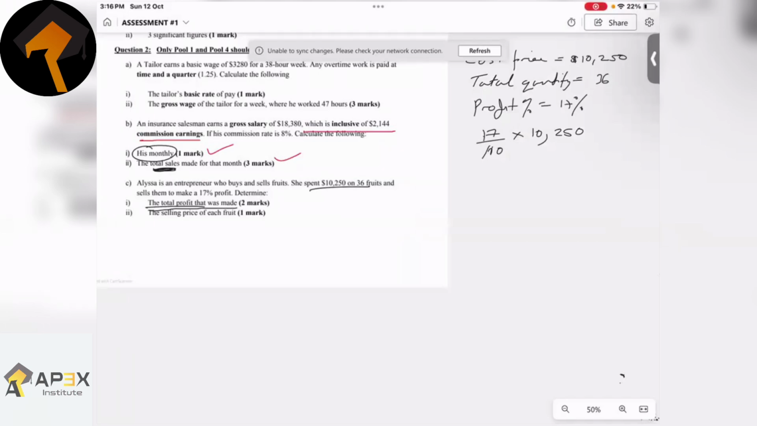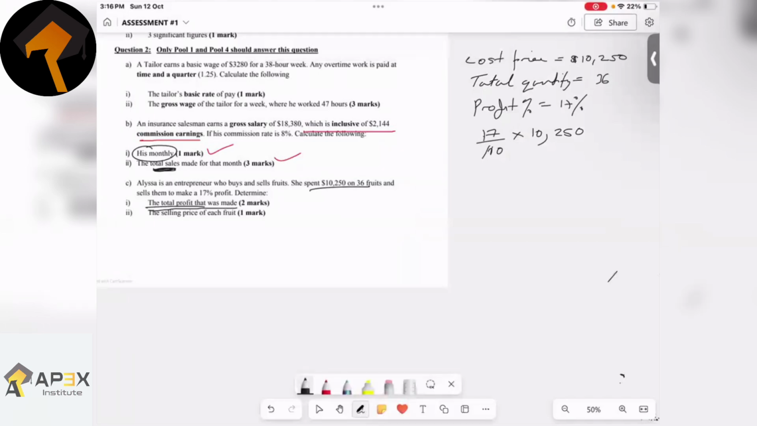Just a second here, guys. Let me grab my pen. Okay, here we go. So that's going to be equal to $1,742.50. This represents the profit that was made. Now, had the question stated that we wanted to know the total amount she accumulated after the sale, then we just add this back to this here to get that amount, but we're not interested in that. So that would have given you your 2 marks there.